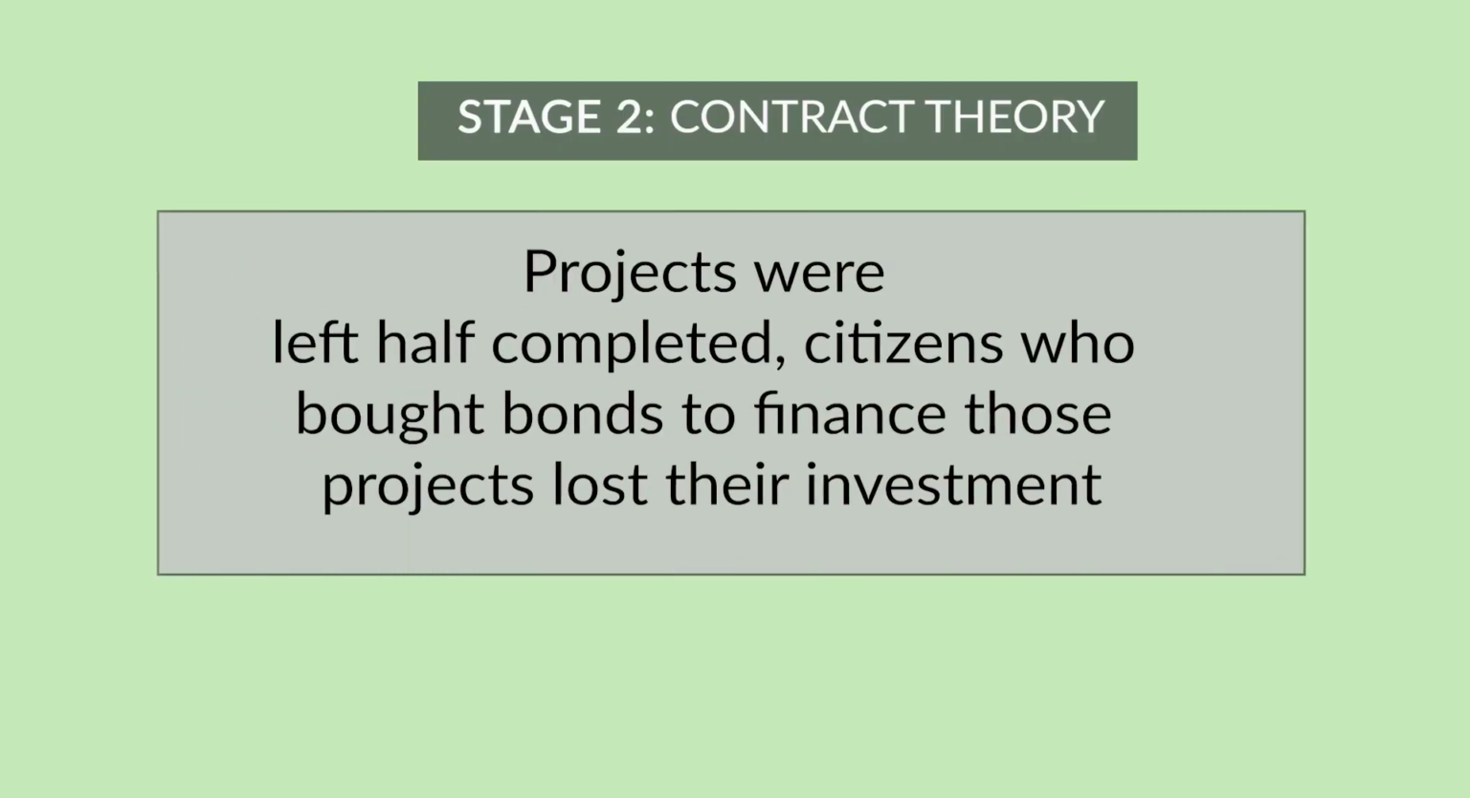Many of them who were also engaged in various infrastructure projects like canal building or the development of railroads failed miserably. Projects were left incomplete, half completed. Citizens who had bought bonds to finance these projects lost their money on all these investments. So over the next decade in the United States, the state started issuing fewer and fewer corporate charters. Public sentiment had turned against them.